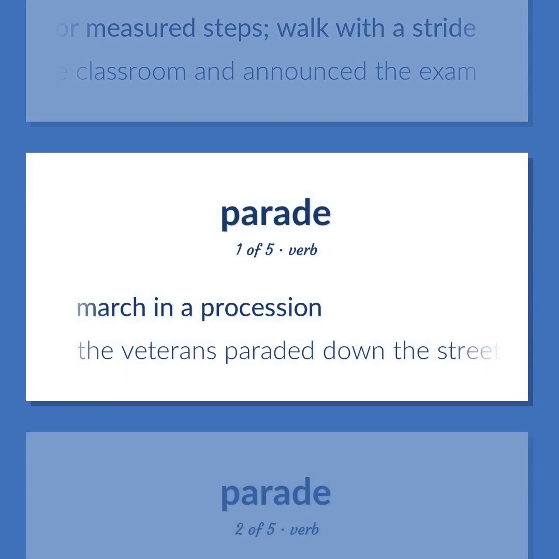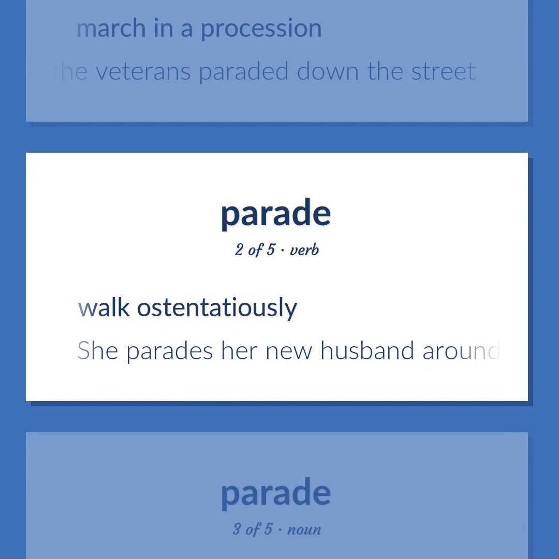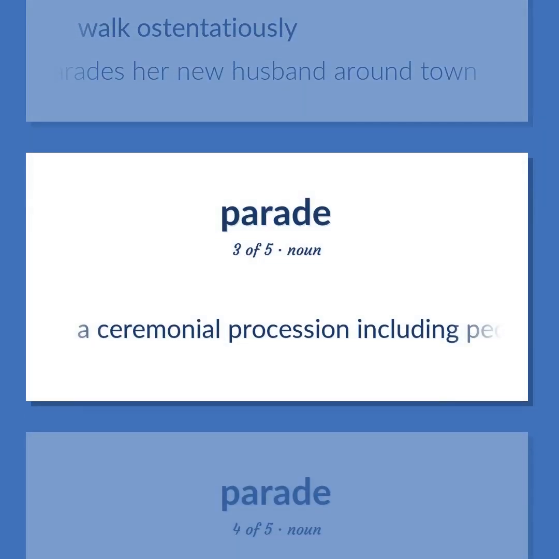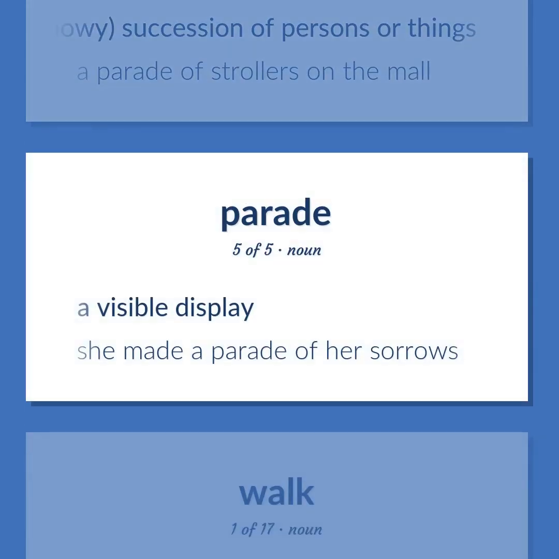March in a procession. The veterans paraded down the street. Walk ostentatiously. She parades her new husband around town. A ceremonial procession including people marching. An extended, often showy, succession of persons or things. A parade of strollers on the mall. A visible display. She made a parade of her sorrows.